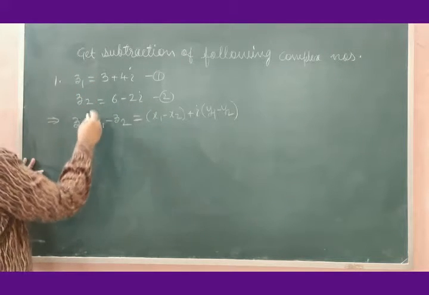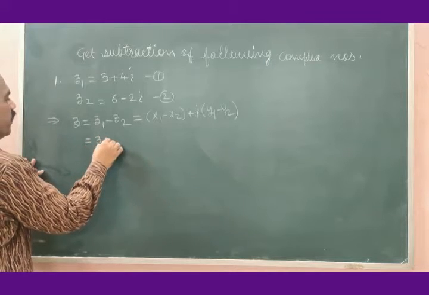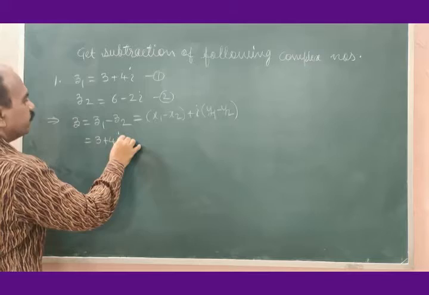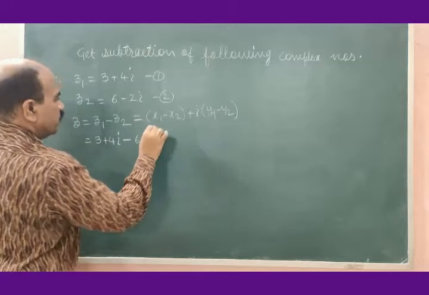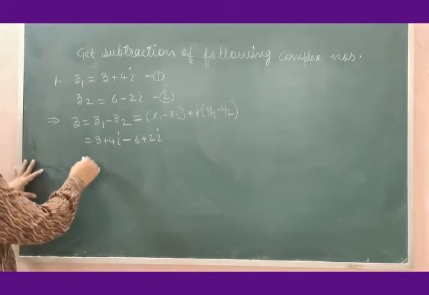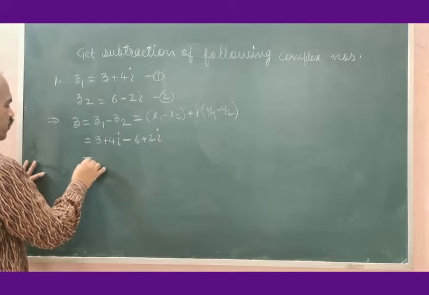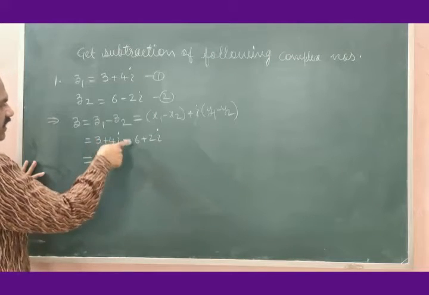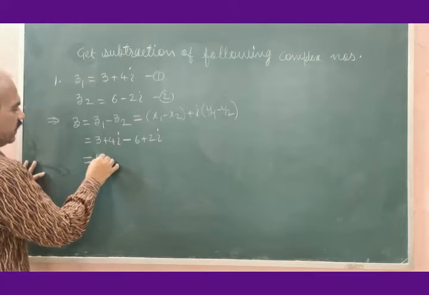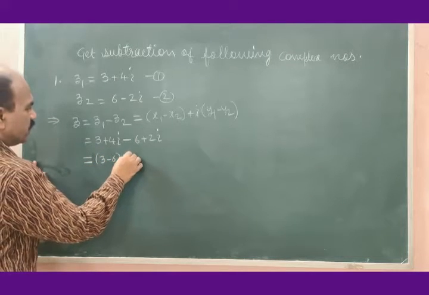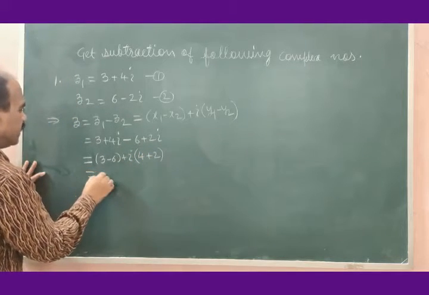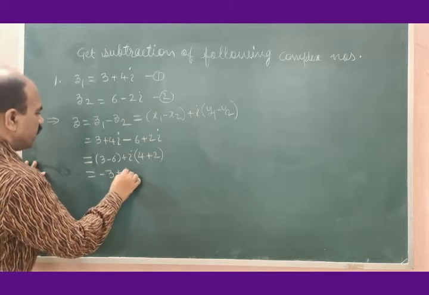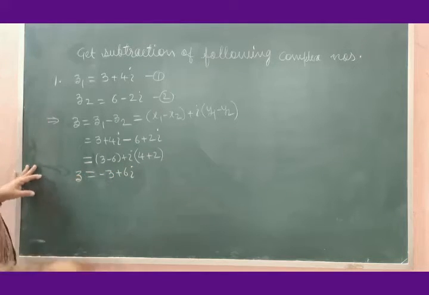First put the value of Z1 here, 3 plus 4i, minus, put the value of Z2, 6 plus 2i. x1 minus x2 is already done here. Collect these together: 3 minus 6 plus I into 4 minus 2, that is equal to minus 3 plus 2i. This is the subtraction of the given two numbers.